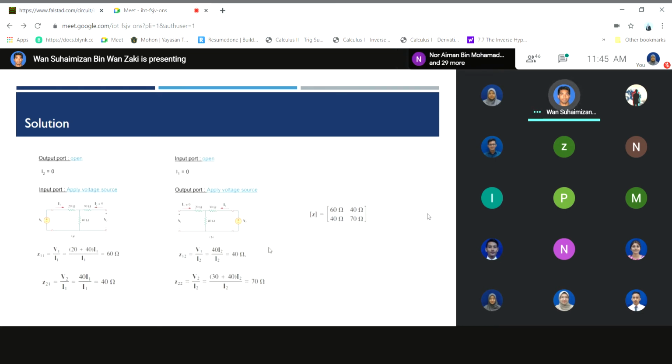So this is the test. First test, you need to open circuit at port number 2. Second test, open circuit at port number 1. After that, you get the ratios in order to determine the Z parameter. So you will get 4 values for the Z parameter. We have 60 ohm, Z11, Z12, Z21, then Z22, right? Okay, so that is the Z parameter.